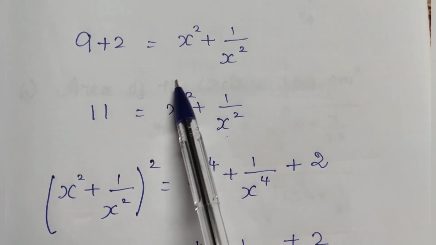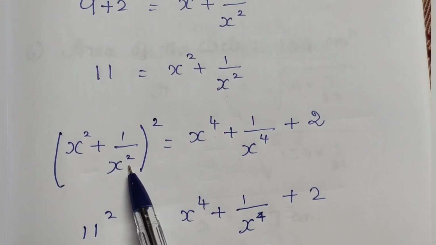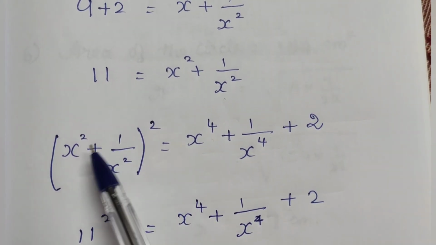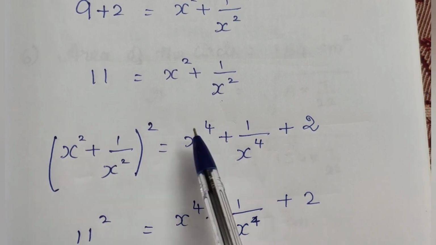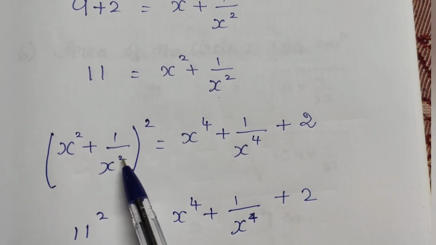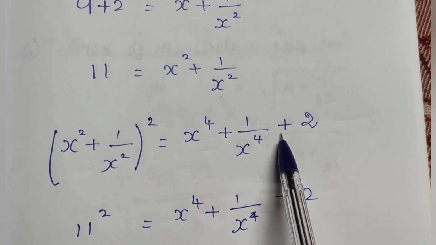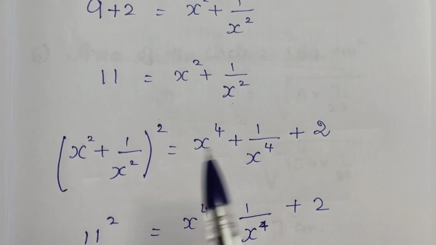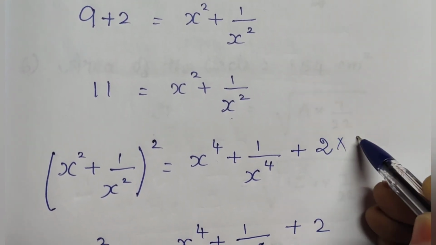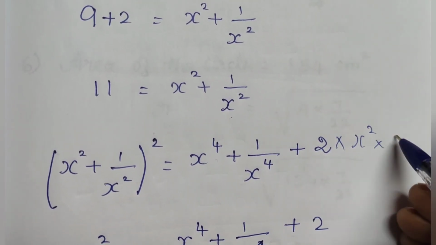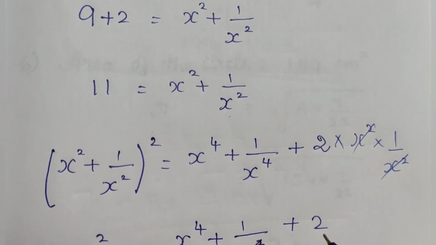Once again with this I do a plus b the whole square. x square plus 1 by x square the whole square. A plus b the whole square is equal to a square. x square the whole square is equal to x power 4. 1 by x square the whole square is equal to 1 by x power 4, plus 2ab, 2 into x square into 1 by x square. See here, 2 into x square into 1 by x square. So here x square and x square get cancelled.